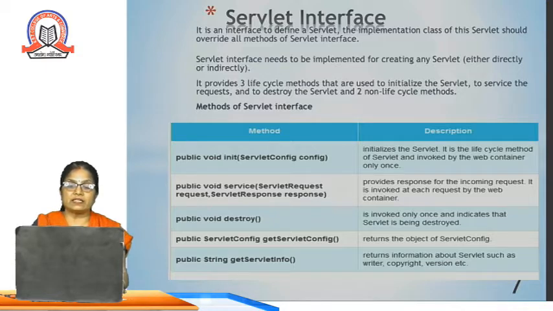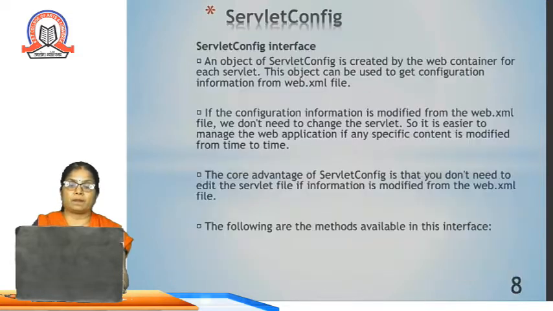And these are the methods of the servlet interface: public void init, which initializes the servlet; public void service, which provides response for incoming request; public void destroy, which is invoked only once and indicates that the servlet is being destroyed; public ServletConfig getServletConfig, which returns the object of the ServletConfig; and the last one is public String getServletInfo, which returns information about the servlet such as writer, copyright, version, etc.